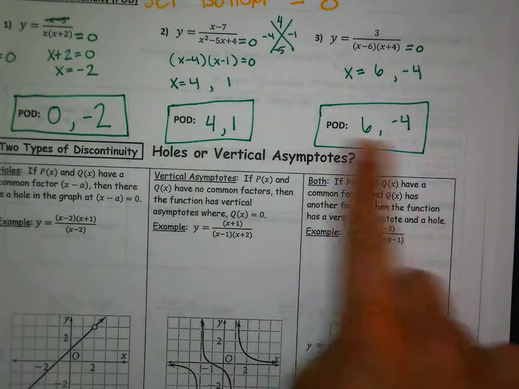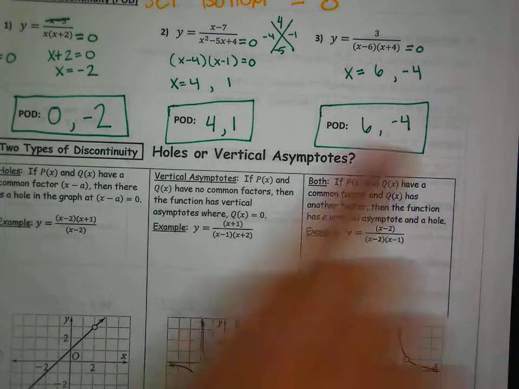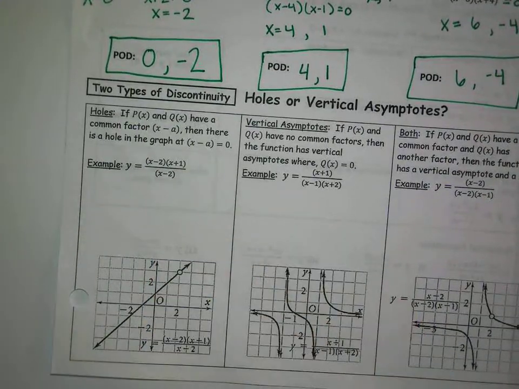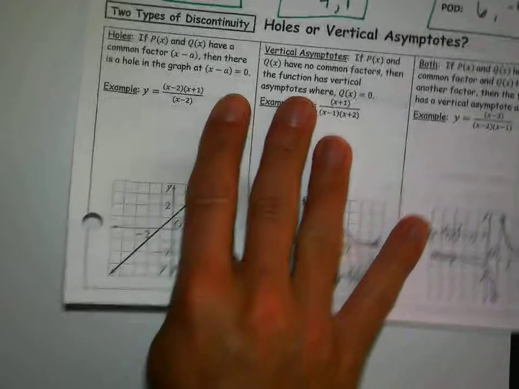All right, so any questions on how to find points of discontinuity? Okay. The next part, we are doing the same thing. I don't want you to get confused. It's the same exact thing, but there are two types of discontinuity. You can have holes or vertical asymptotes. And I will tell you how you can determine it.